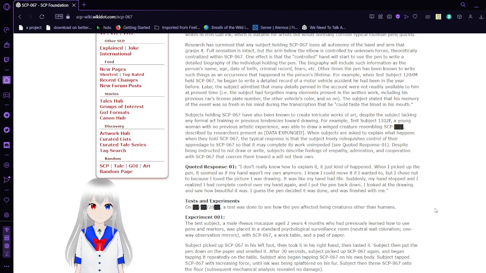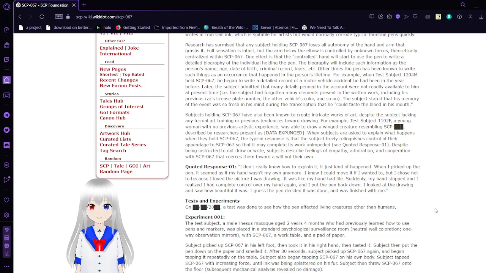Research has surmised that any subject holding SCP-67 loses all autonomy of the hand and arm that grasps it. Vocal sensation is intact, but the arm below the elbow is controlled by unknown forces, theoretically centralized within SCP-67. One effect is that the controlled hand will start to use the pen to write a detailed biography of the individual holding the pen. The biography will include such information as the person's name, age, date of birth, criminal record, fears, etc. Other times, the pen has been known to write of an occurrence that happened in the person's lifetime.